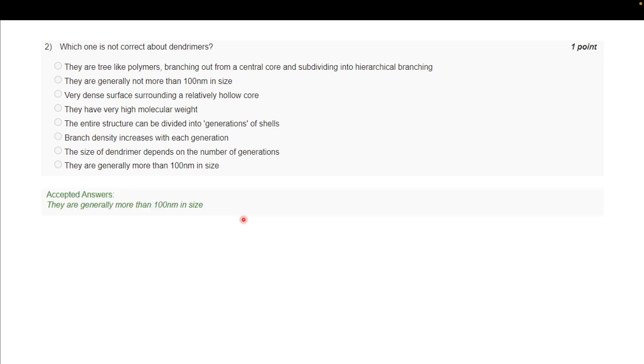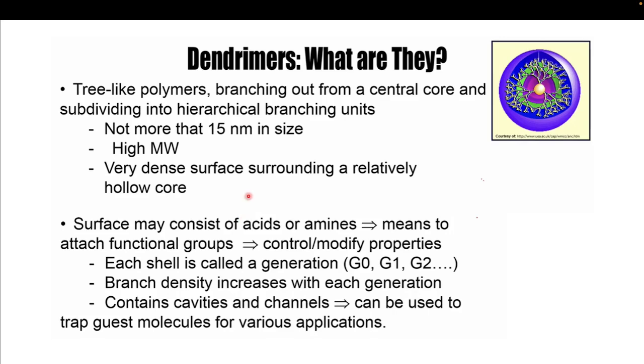I'll walk you through this. So dendrimers are nothing but tree-like polymers which start from a central core and then they branch out and look something like this. So this is known as a dendrimer. It is another drug delivery vehicle, and these are actually not more than 15 nanometer in size. So that's their size range.